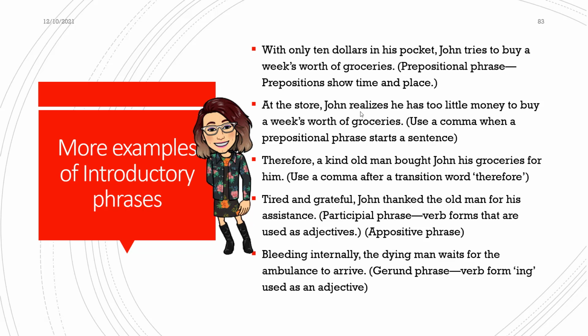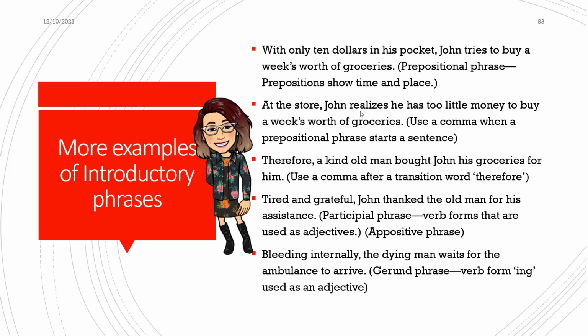So here are more examples of introductory phrases. With only $10 in his pocket, John tries to buy a week's worth of groceries. This is a prepositional phrase, and when a prepositional phrase, which shows time and place, comes at the beginning of the sentence, then you have to use a comma. So, at the store, time and place. That's at the store. John realizes he has too little money.